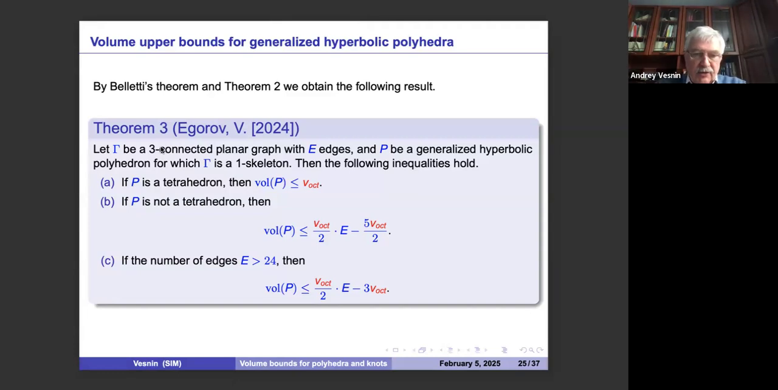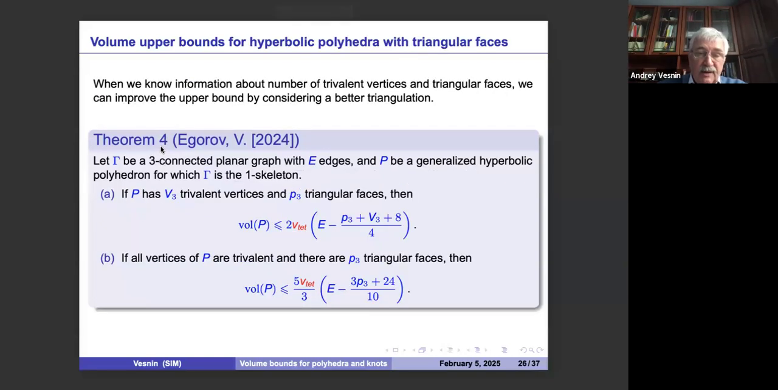And since we have the ability theorem about maximal volume, and since we have our upper bounds, we can conclude what is the upper bound in the case of generalized hyperbolic polyhedra in terms of number of edges, because edges will correspond to vertices in a rectified polyhedra. So these are upper bounds. And if you have more information about the combinatorics of polyhedra, if you know the number of trivalent vertices and the number of triangular faces, we can prove bounds like those presented here.